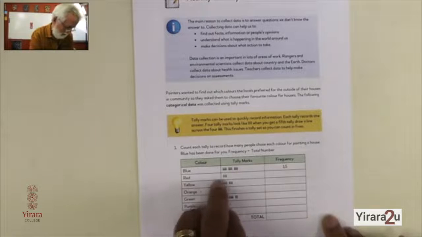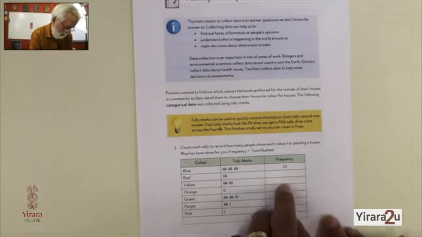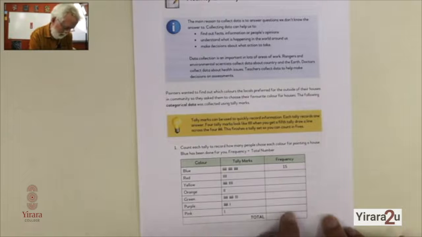So you need to put a total for red, a total for yellow, a total for orange, a total for green, a total for purple, a total for pink, and then add those up to tell you how many houses are actually in the community painted in those colours.